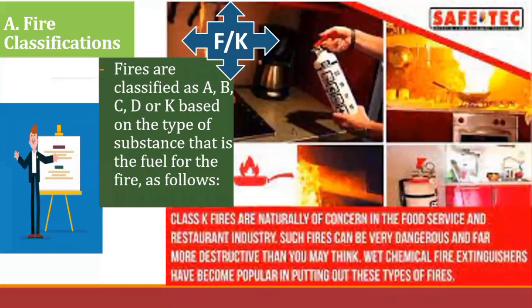Next, we have also the class K. In some other countries, they term it as class F. So class K or class F are naturally of concern in the food service and restaurant industry. Such fires can be very dangerous and far more destructive than you may think. Wet chemical fire extinguishers have become popular in putting out these types of fires. Another good example is deep fat frying and spillages of flammable oils near heat sources in kitchens.